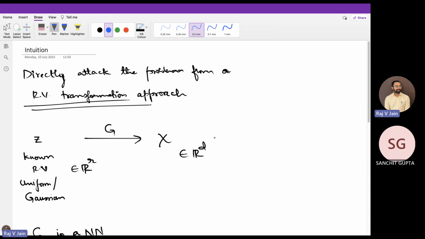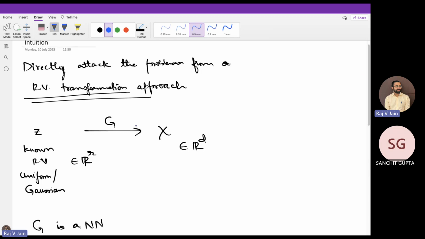Okay. So we know that we have a function which will transform any random variable to another random variable, right? So let's say I have a z, which is some known random variable, let's say uniform, Gaussian, whatever. Just a usual normal random variable I have, and then I have some function, let's say g, which transforms it to x, right? And we don't know g, so I will use a neural network to approximate this g, the true g that exists in nature, right?